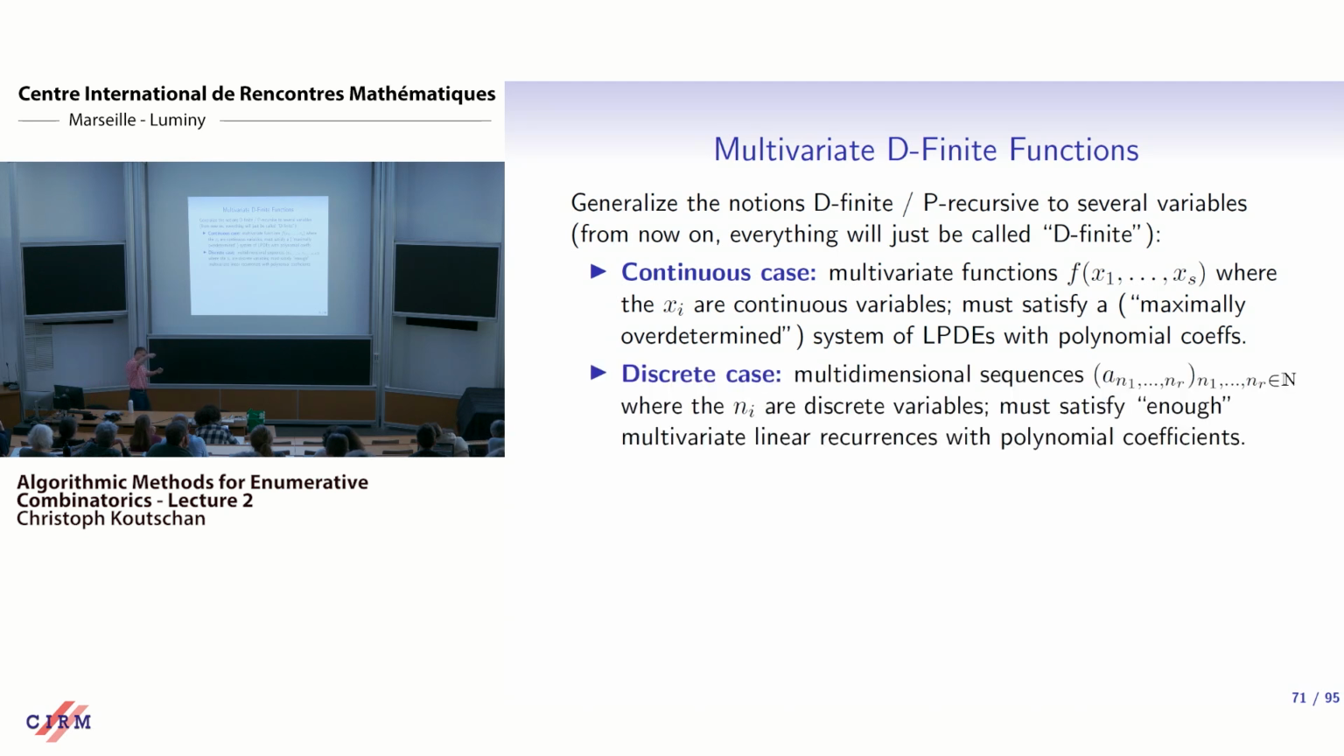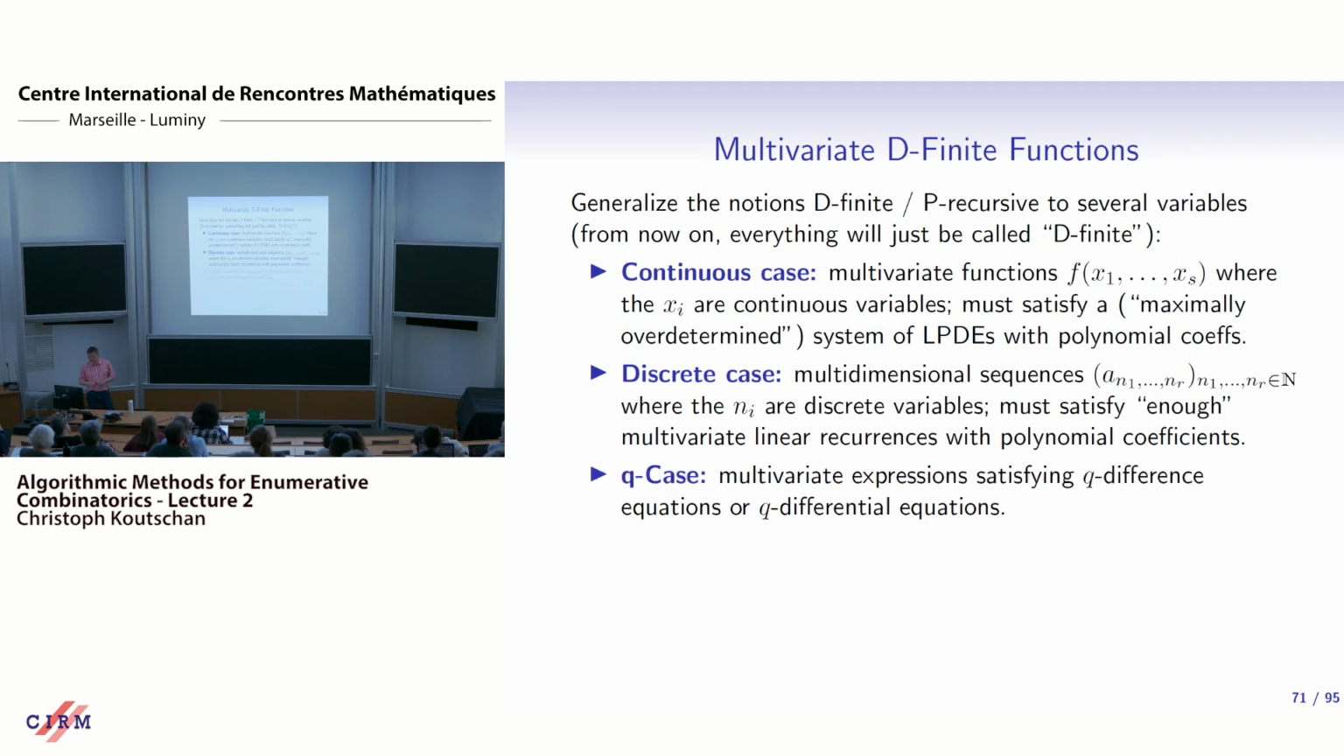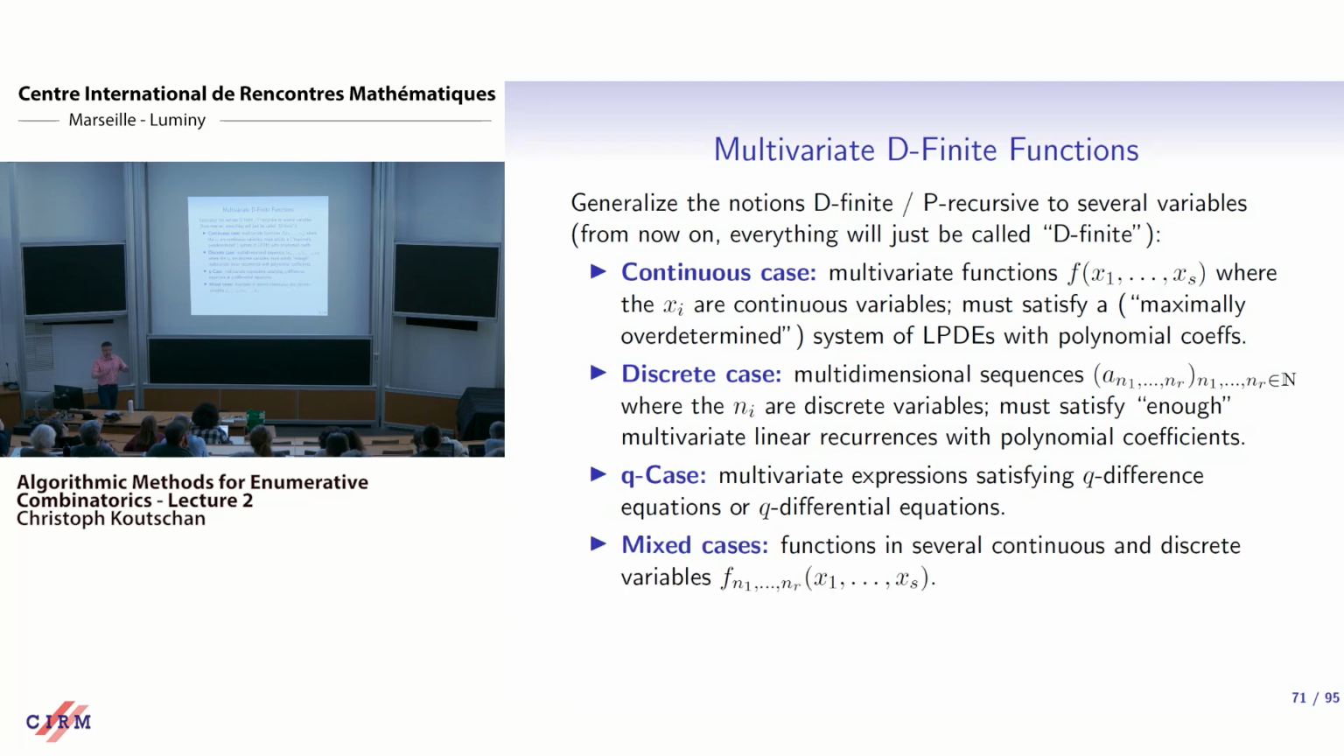In the discrete case, instead of a one-dimensional sequence, we have a multi-dimensional sequence a_{n1,...,nr}. And again, there is a certain condition that it must satisfy: multivariate linear recurrences that are sufficient to make this D-finite. In the q case, we have multivariate expressions for q equations. And then you can mix everything together. So you can look at functions that involve a certain number of discrete parameters n1 to nr, and another set of variables that are continuous, which you differentiate, x1 to xs.